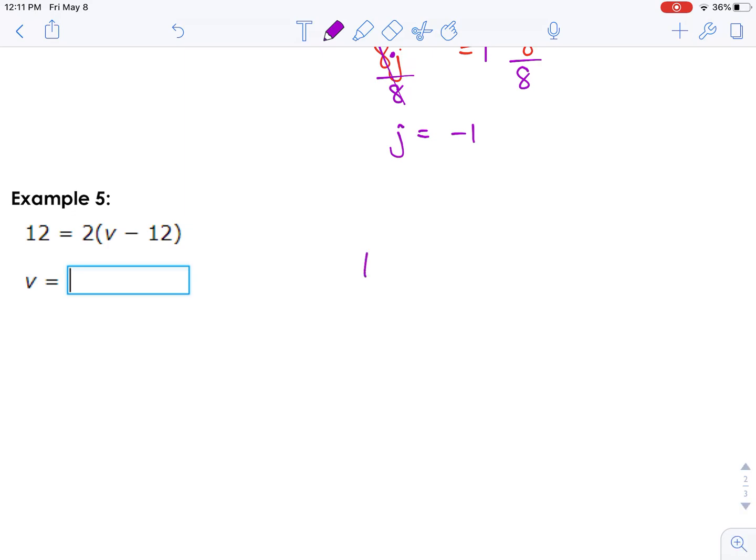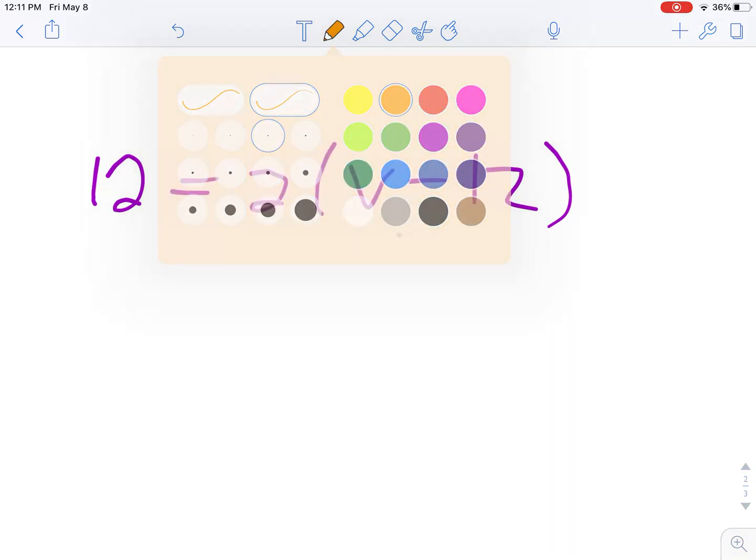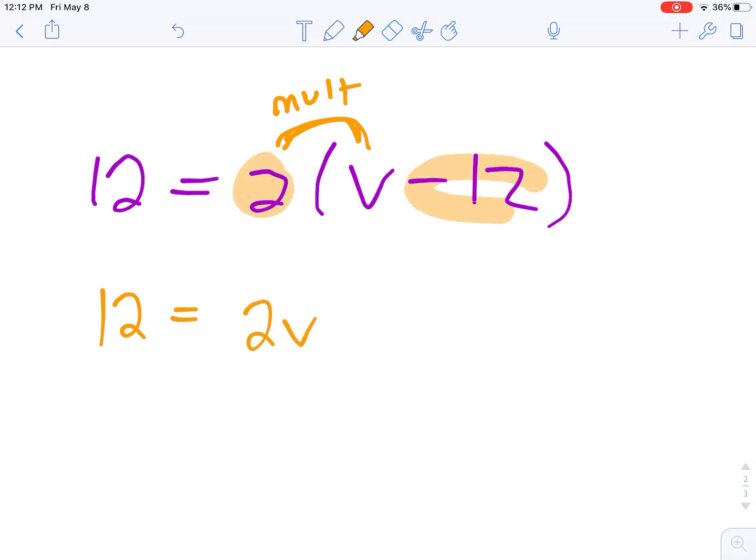I'm going to rewrite this problem off to the side. The parentheses mean that we are going to be distributing. So we're going to take this and multiply. So I have 12 equals 2 times v is 2v. And then we're going to multiply 2 times negative 12. And that is negative 24.